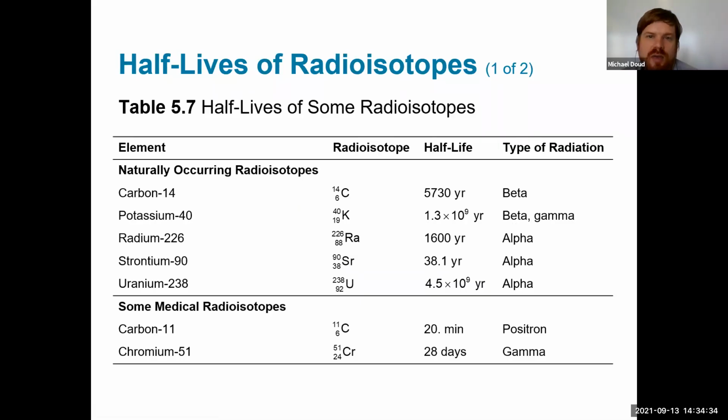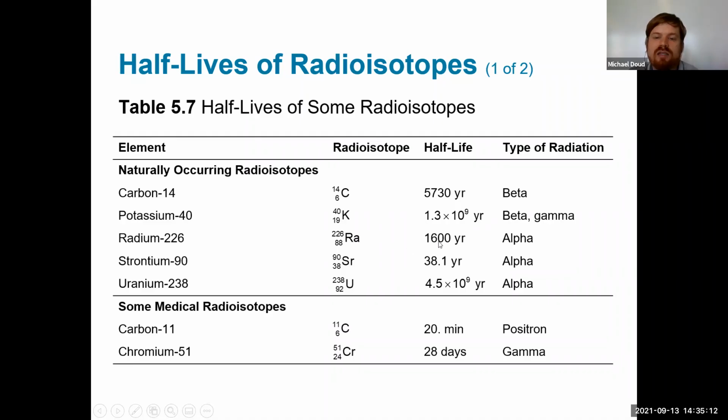Okay, so here are some half-lives of some commonly occurring isotopes that we see. Carbon-14, that's used in radiocarbon dating, has a half-life of about 5,730 years. Potassium-40 has a half-life of about 1.3 times 10 to the 9th years, a hugely long half-life beyond our imagination, really. Same thing with uranium-238, 4.5 times 10 to the 9th years, which is older than the age of the universe. So it takes a long time for that to decay. Strontium-90 is at 38.1 years, and radium-226 is at 1,600 years.